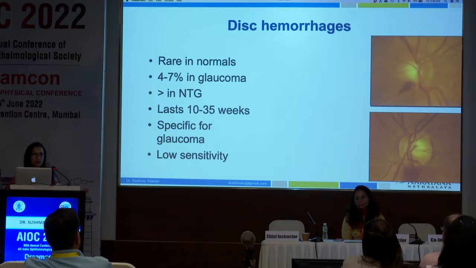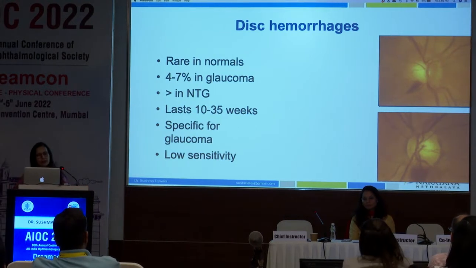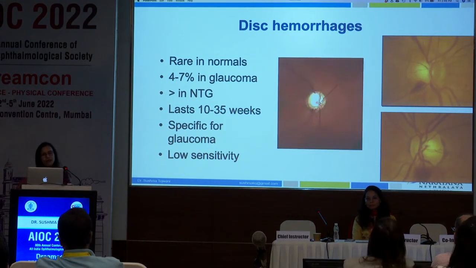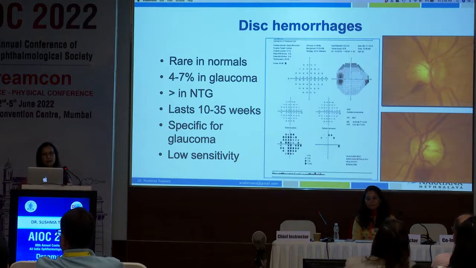It lasts for a few weeks, and eventually it translates into a nerve fiber layer defect. So only when you are seeing the patient during the time when the disc hemorrhage happens will you be able to pick it up. So it has a low sensitivity, but is very, very specific for glaucoma. Like in this example, you can see a small disc hemorrhage, and you can see a corresponding field defect also.